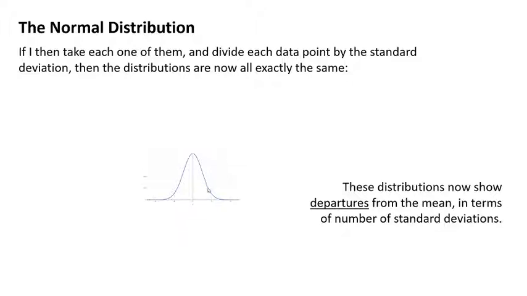So if I've got a data point sitting right here, I know that's a data point that was larger than the mean, and it was larger than the mean by about 1.5 standard deviations. So if you can do that with each one of your data points, you're always going to get something that looks like this.